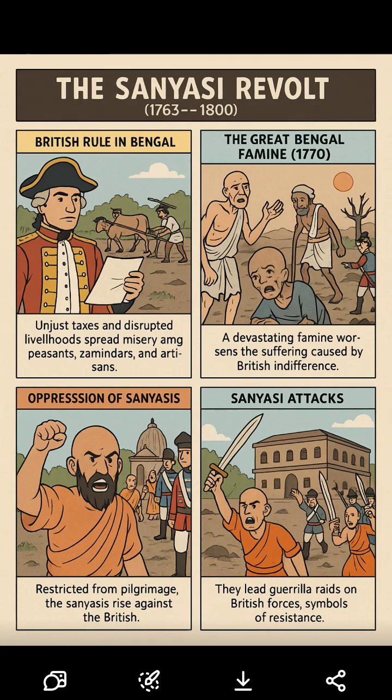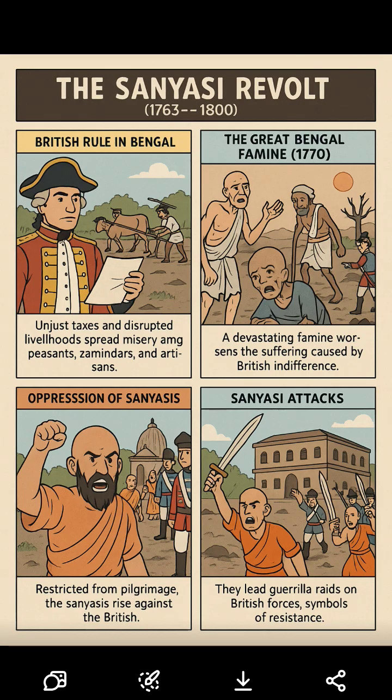Final summary in short points. 1. After 1757, the British took over Bengal and made unfair tax rules. 2. This hurt farmers, landowners and workers. 3. In 1770, a terrible famine killed millions, but the British did not help.